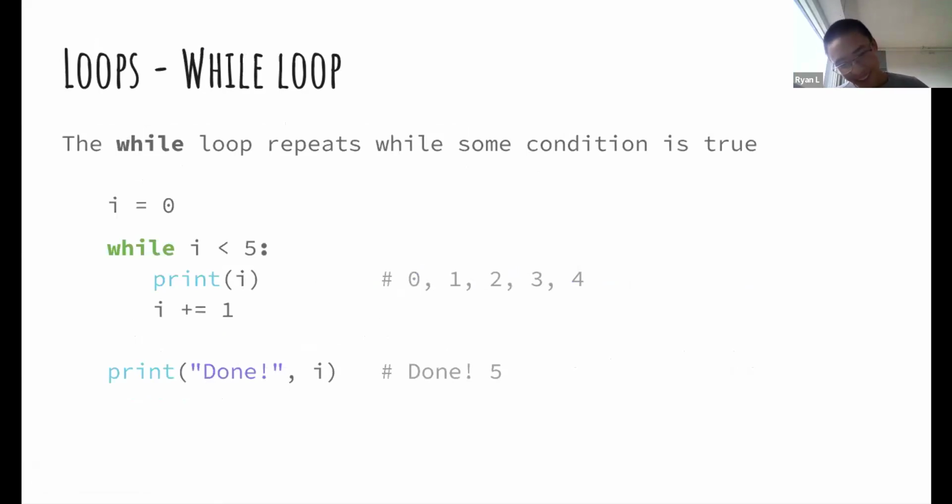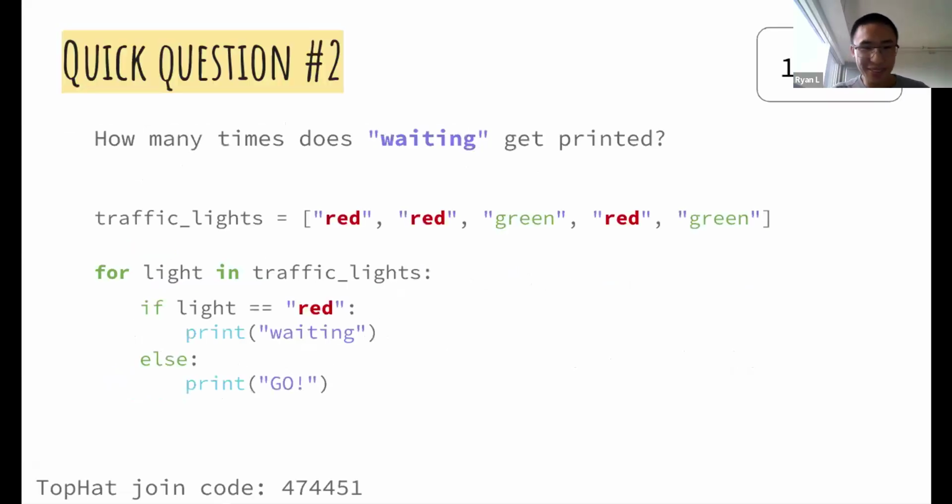A while loop is like a for loop, but there's no list to iterate over. Instead, it just keeps doing the action until the condition is no longer true. And there, we have our second question.